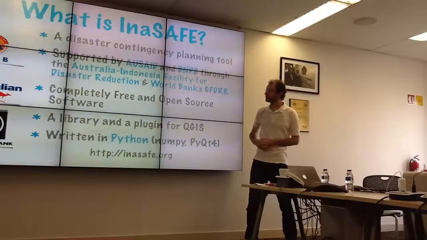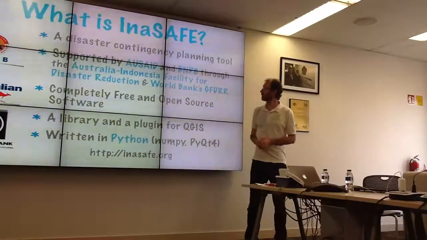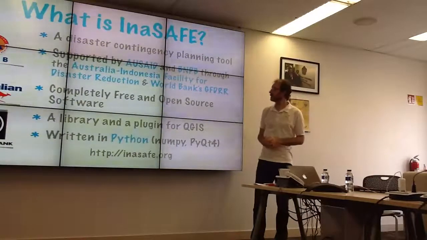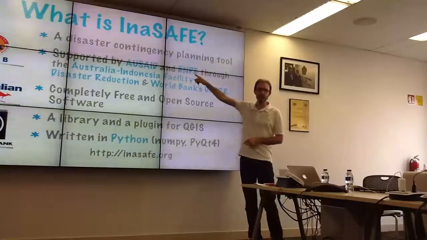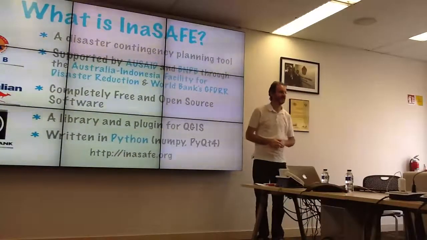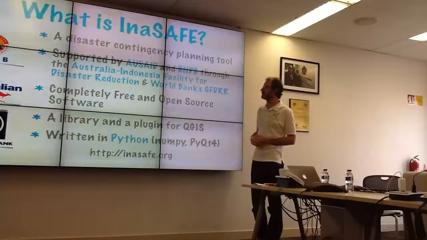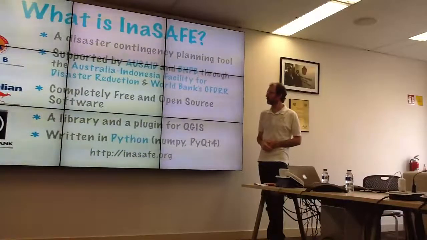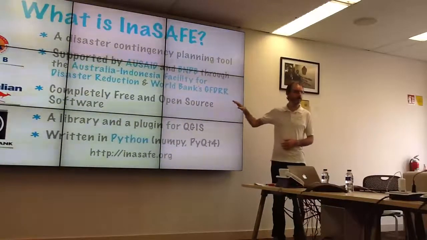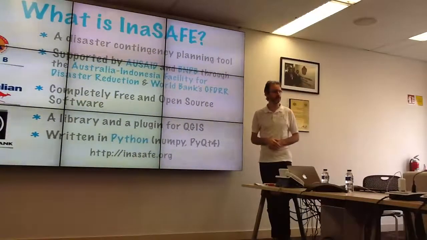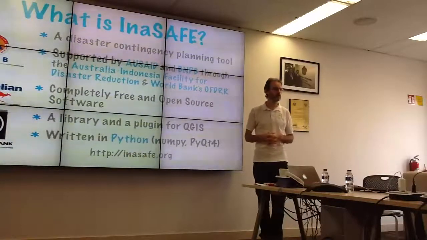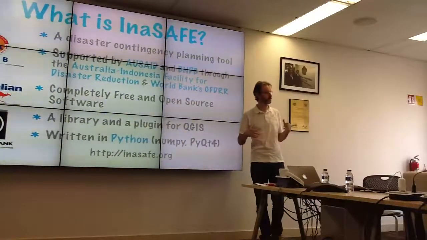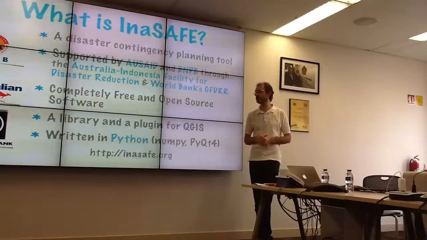And the work is supported by AusAID, which is the Australian aid agency, and BNPB, and I won't try to say that out in full, but it's the disaster agency here, and also by the World Bank. And everything that we've done in InaSAFE is completely open source. It's on GitHub. You can download all the source code. I didn't count how many lines of code we had, but it's many thousands of lines of code.